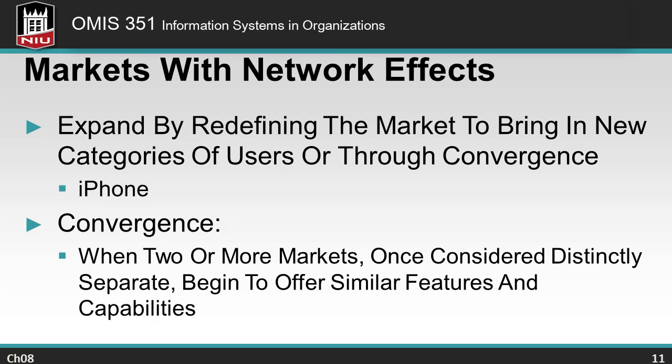At the same time, they expanded their market by adding capabilities not previously seen. Convergence occurs when two or more markets, once considered distinctly separate, begin to offer similar features and capabilities. Smartphones combine wireless phone calls, digital photos, GPS mapping, web browsing, and other capabilities, for example.